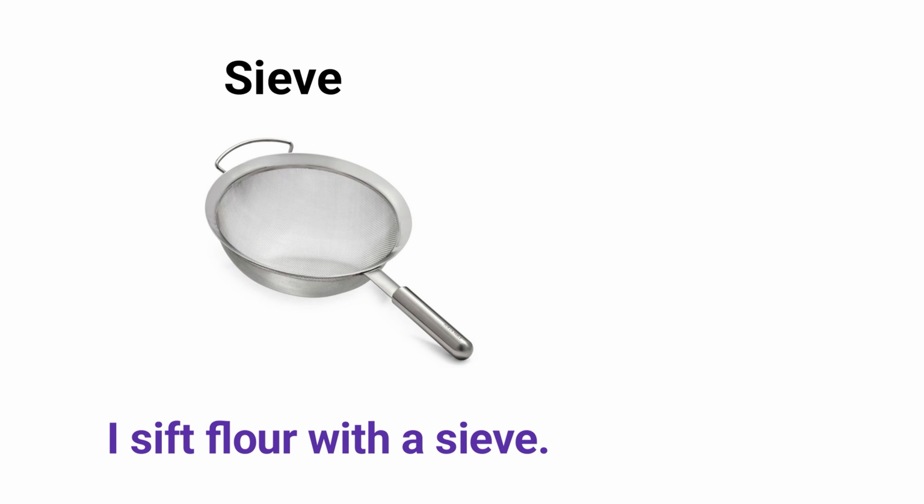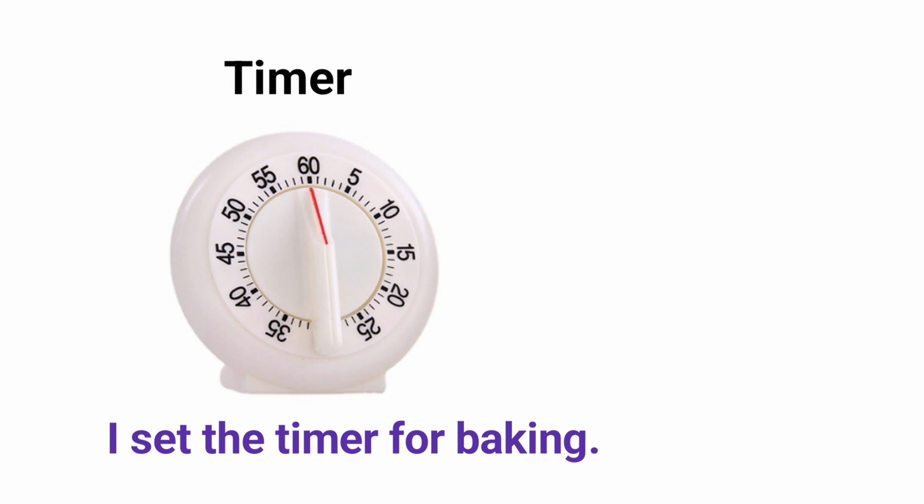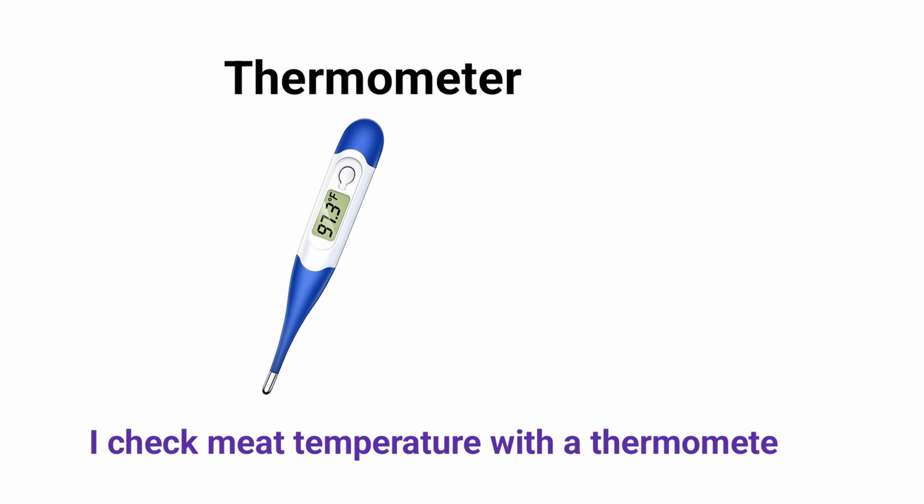Sieve. I sift flour with a sieve. Timer. I set the timer for baking. Thermometer. I check meat temperature with a thermometer.